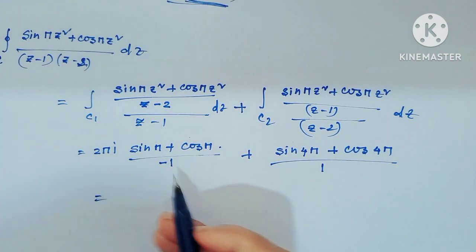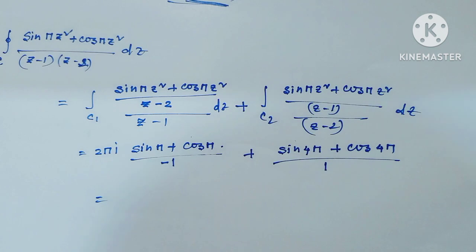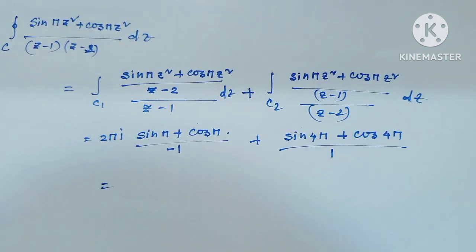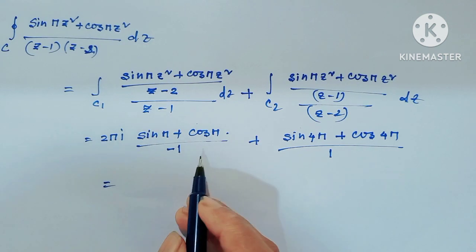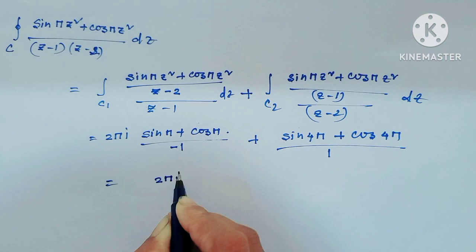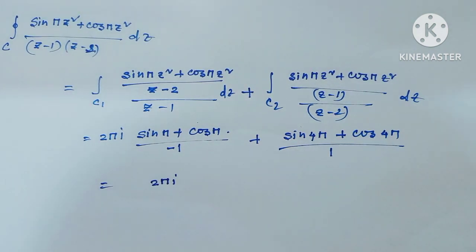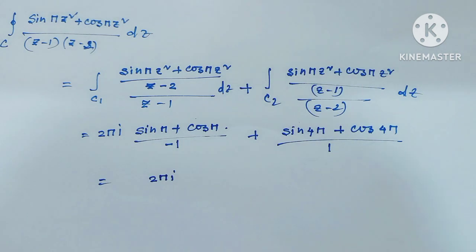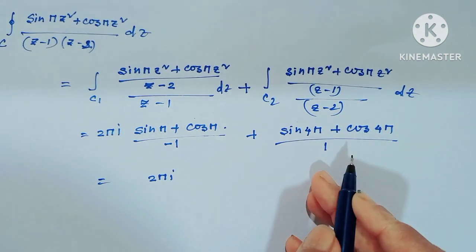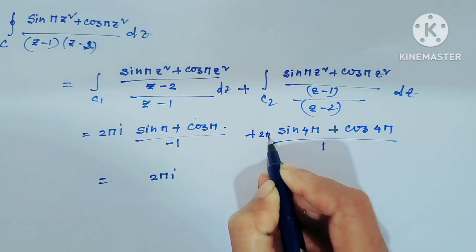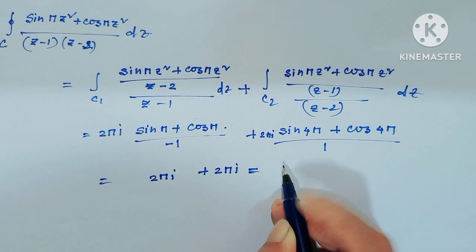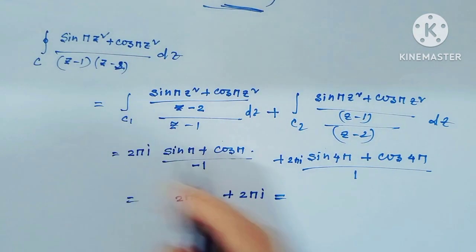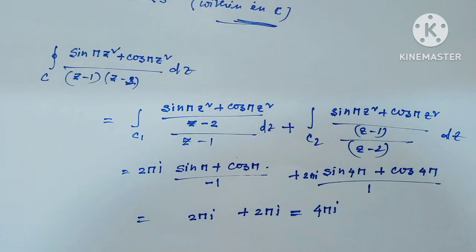So these values, we all know, sin pi means 0 and cos pi means minus 1. So this value would be minus 1 and here also minus 1. So minus 1 and minus 1 cancel, this value would be 2 pi i. Similarly, sin 4 pi is 0 but cos 4 pi is 1. Here also it would be 2 pi i. So the actual value along this contour C would be 4 pi i. I hope all my viewers have understood this type of integration.